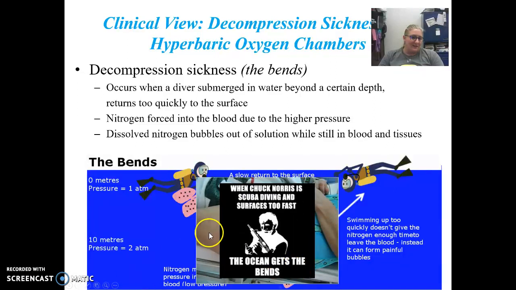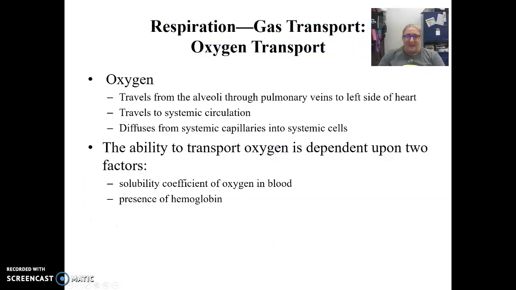And just kind of a cute joke, if any of you know who Chuck Norris is, which I think everybody does, when Chuck Norris is scuba diving and surfaces too fast, the ocean gets the bends. Get it? Ha ha. Okay, anyways.